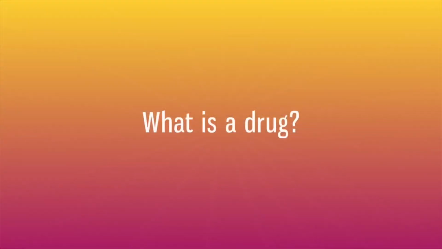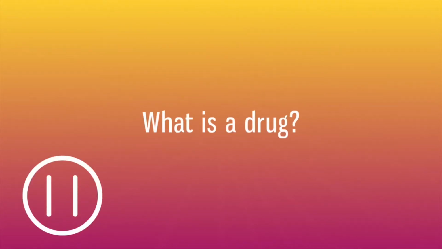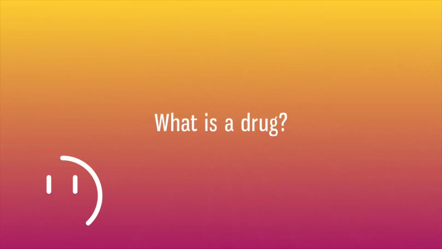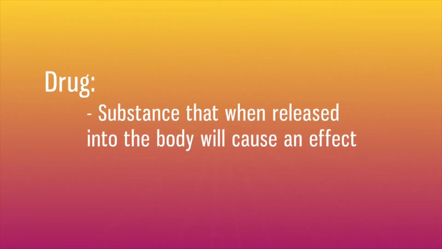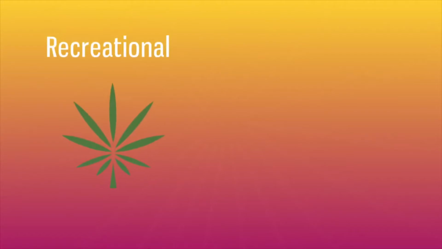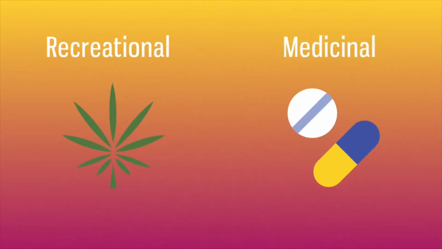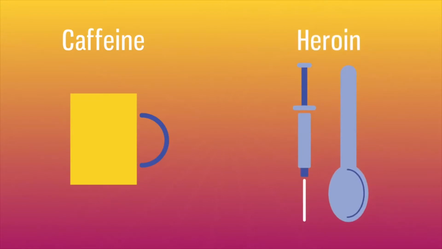What is a drug? You can pause the video here and have a think. See if you know the names of any drugs. A drug is a substance that, when released into the body, will cause an effect. Drugs may be recreational, where people choose to take them, or medicinal, where they are used to treat diseases. Depending on the country, drugs can be legal, like caffeine, or illegal, like heroin in most countries.